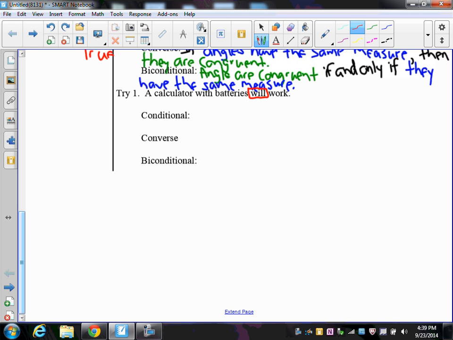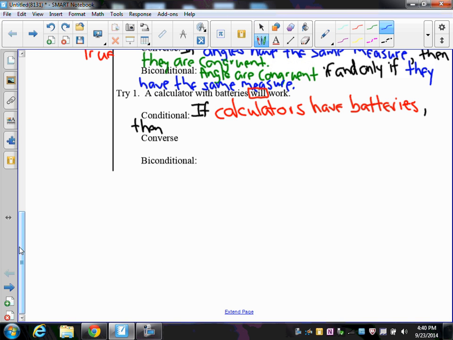So again, we find the verb is will, and our conditional always starts with if. So if, you don't say calculators have batteries, I'm sorry, yes you do. You say if calculators have batteries, then they will work.